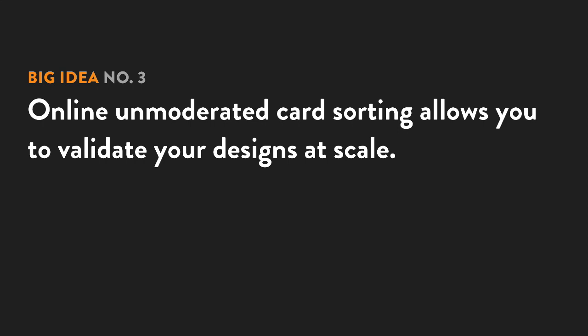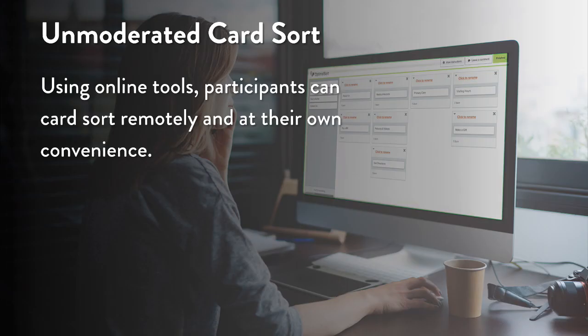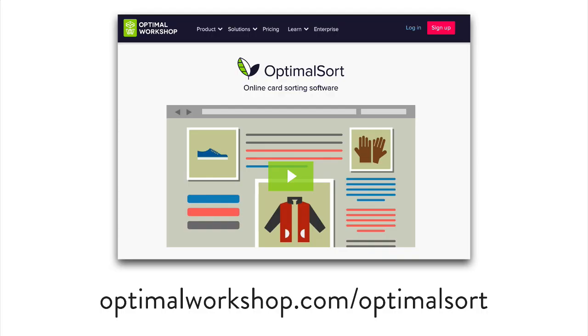Online, unmoderated card sorting allows you to validate your designs at scale. Thanks to online tools, you can open up your tests to a broad audience who can do card sorting remotely. It's typically easier to recruit participants this way since they can do the card sort at their own convenience. This is an unmoderated card sort using an online tool called Optimal Sort.